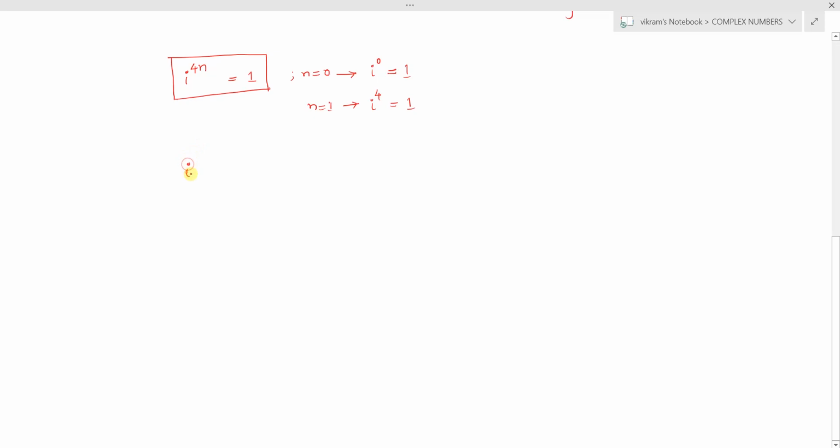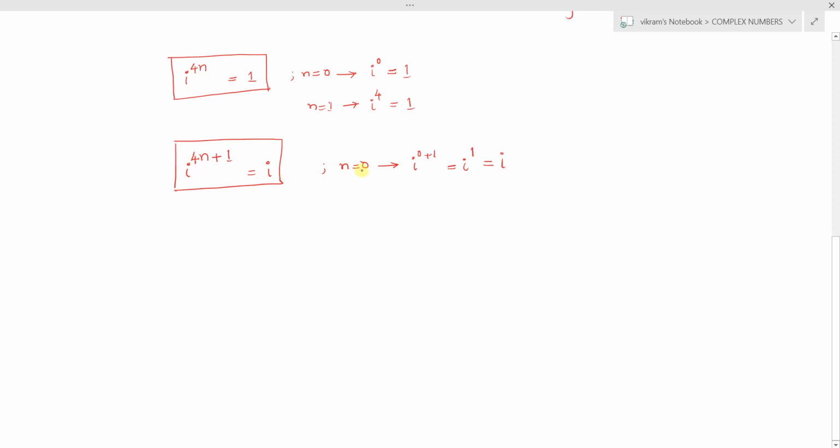Then next, if it is a multiple of 4 plus 1, then what are we getting? For example, n equals 0, then what is the resultant we are obtaining? i^(4×0+1), that means i^0 plus 1, which equals i^1, which equals iota. So for every multiple of 4 plus 1, i^(4n+1), we are getting iota.